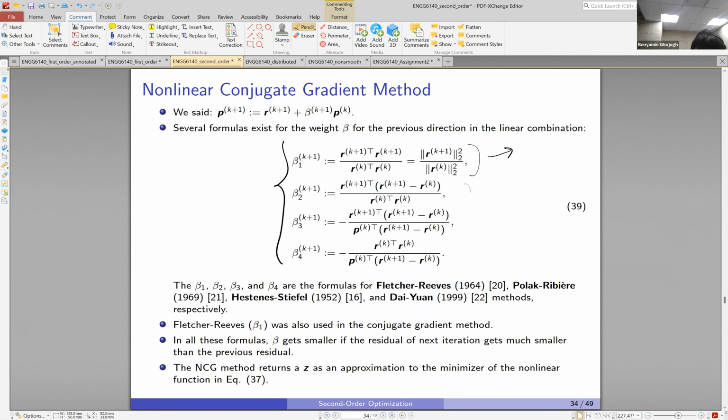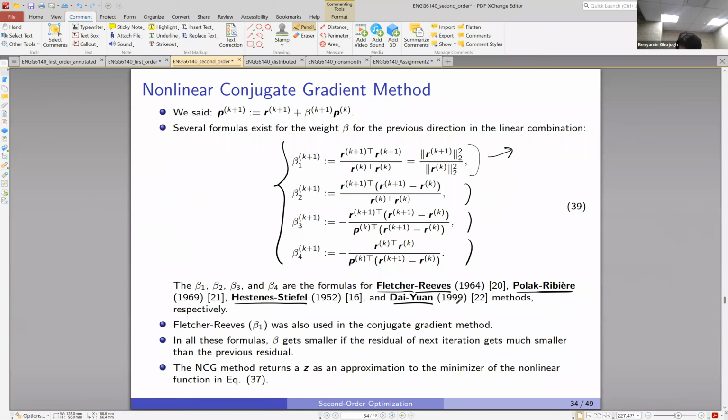But we can have other methods for finding beta too. You can use any of these, and they become 0 when the residue becomes 0. One of them, beta 1, is called Fletcher-Reeves, proposed in 1964. Beta 2 is called Polak-Ribière, proposed in 1969. The third one is Hestenes-Stiefel, proposed in 1952. And the fourth one is Dai-Yuan, proposed in 1999.